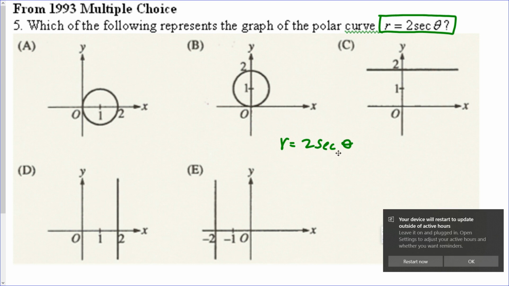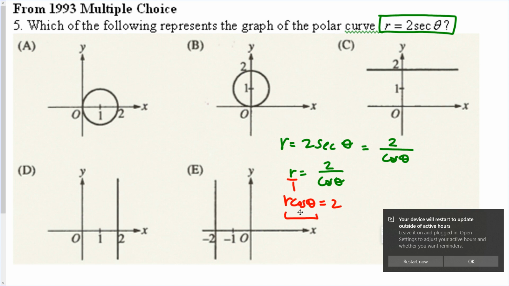If you have r equals 2 secant theta, it doesn't really mean anything to you, but can I manipulate this in a way that might be meaningful to me? What is secant theta really equal to anyway? 1 over cosine theta, right? All right, if I have r equals 2 over cosine theta, what can I do with this? If I cross multiply it, what do I get? r cosine theta is equal to 2.